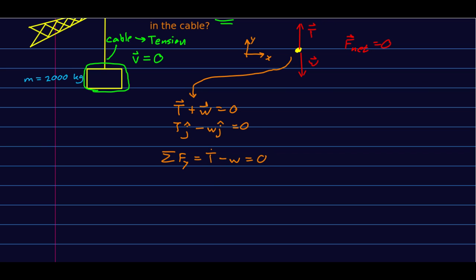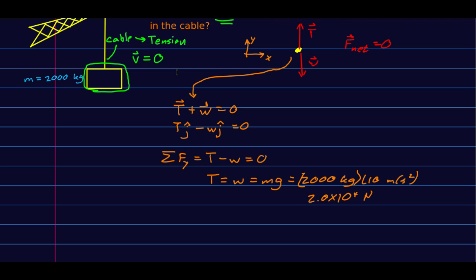Remember, it's like a spring force. It can take on any value. And so we just solve for it out of Newton's second law. T is W, which is mg, which is 2,000 kilograms times, and I'll use 10 for g, 10 meters per second squared. So there we go. That's 2 times 10 to the 4 newtons.